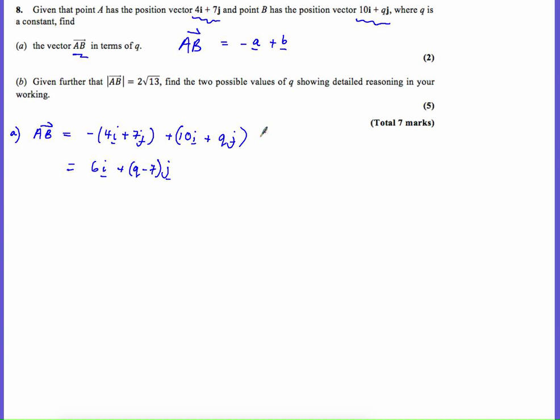So 1 mark for knowing that you needed to add them together, 1 mark for actually adding them together. Okay, next bit of the question.